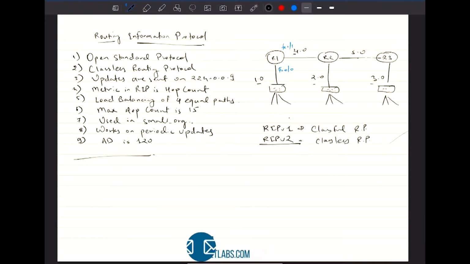The third property says that the updates are sent on 224.0.0.9. This property, property number 3, and the other property, property number 9, are both quite important here. When you have a scenario where R1, R2, and R3 are configured with IP configuration, you now won't be adding the indirectly connected networks into your routing table.